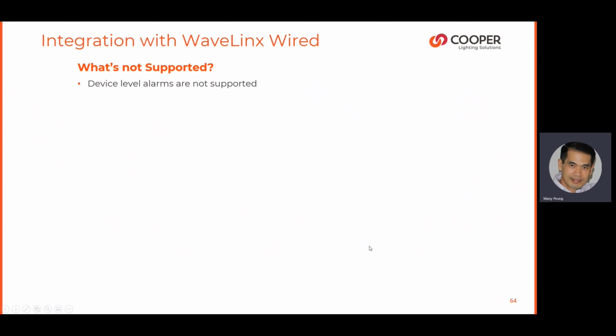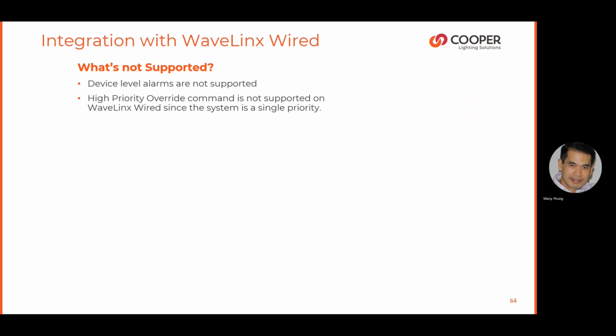Next is what is not being supported on WaveLinx Wire. The device alarms are not supported, as I mentioned before. The only alarms that you're getting is when EG2S goes offline, because we don't support device level on the WaveLinx Wire network. So if any of the relays fail or SCMD4 fail, you will not get any alarm to indicate that.